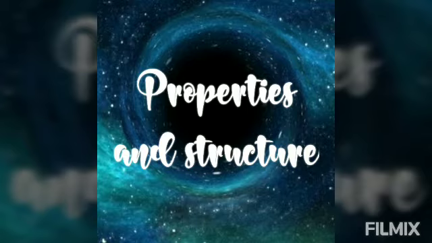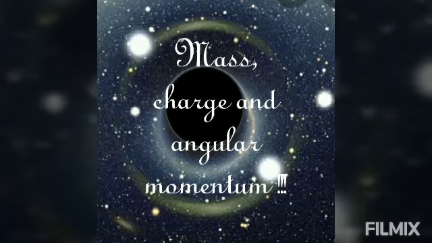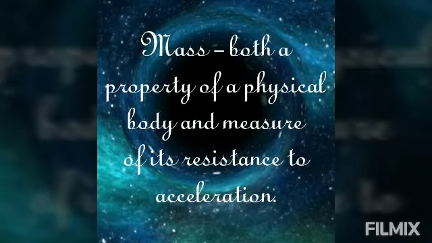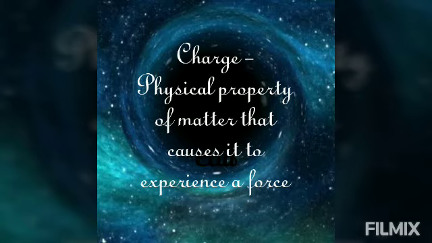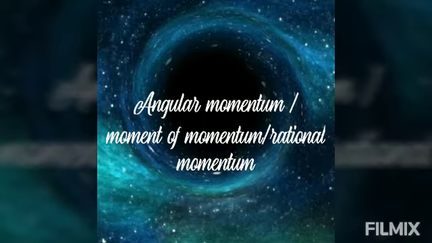Now let us study the properties and structure of a black hole. Basically, when a black hole is formed and it attains its stability, it has only three physical properties, that is mass, charge and angular momentum. Mass is both a property of a physical body and the measure of its resistance to acceleration. Then we have charge. Charge is a physical property of matter that causes it to experience force. There are two types of charges, that is positive charge and negative charge.